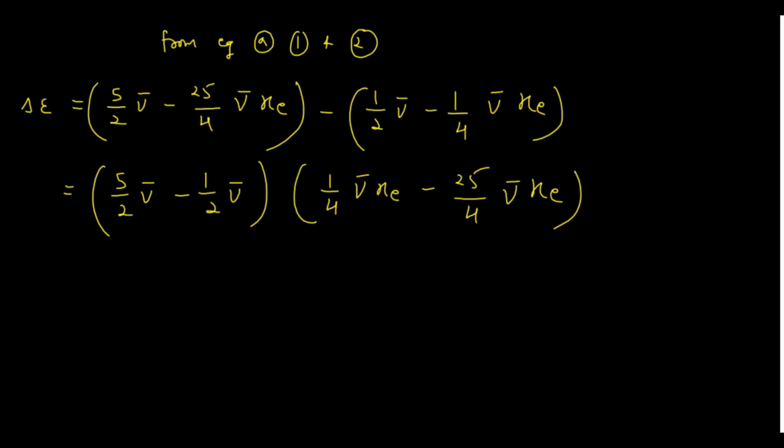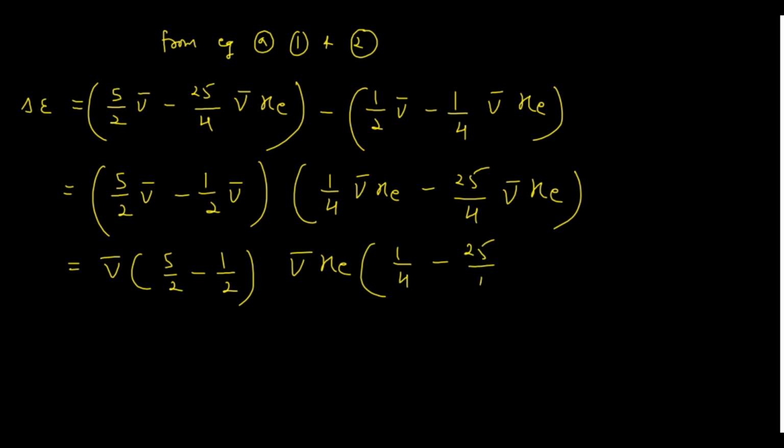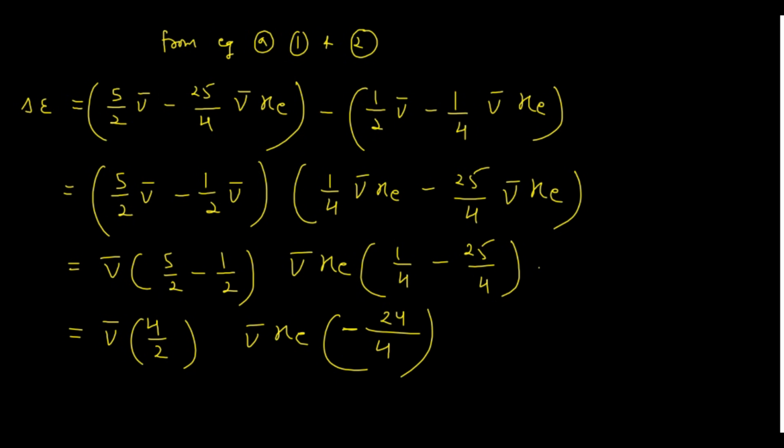So if you solve this again, what you will get: nu bar is common, 5 by 2 minus 1 by 2, and again here you can take the nu bar Xe common, then you will have 1 by 4 minus 25 by 4. If you take the LCM, you will get 4 by 2 here, and then you are having nu bar Xe. If you take 4 as the LCM, you can write here 24 with the minus sign. Why minus sign? Because this 25 is greater than 1, that's why I have written it here.